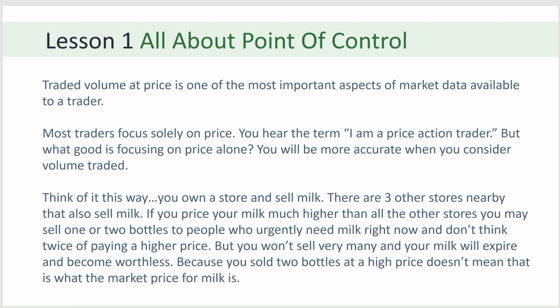Yeah, you're going to think, well, I sold 1 bottle of milk here, and that's where the value of milk is. No, it's not. You only sold it there because people had a very urgent need for it. That's not what the true value is. It's not what the market is willing to pay, and I see the same thing in trading when people say I'm a price action trader. It's because price spiked up here, so that must be, even though it traded 1 or 2 contracts, where the contract's worth. No, it's not. It could have been an uptick.